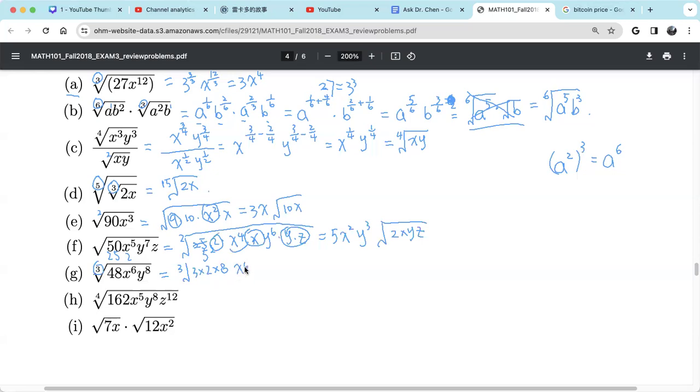Then x raised to 6. 6 is a multiple of 3. I don't have to do anything. So y to the 8. I want to break it into y to the 6 and y squared. Now, 8 is 2 cubed, right? So 2 comes out because the cube root of 2 cubed, the cube root of 8, is 2. And then x raised to 6. 6 divided by 3 is 2, so we get x squared. Y to the 6, 6 divided by 3 is 2.